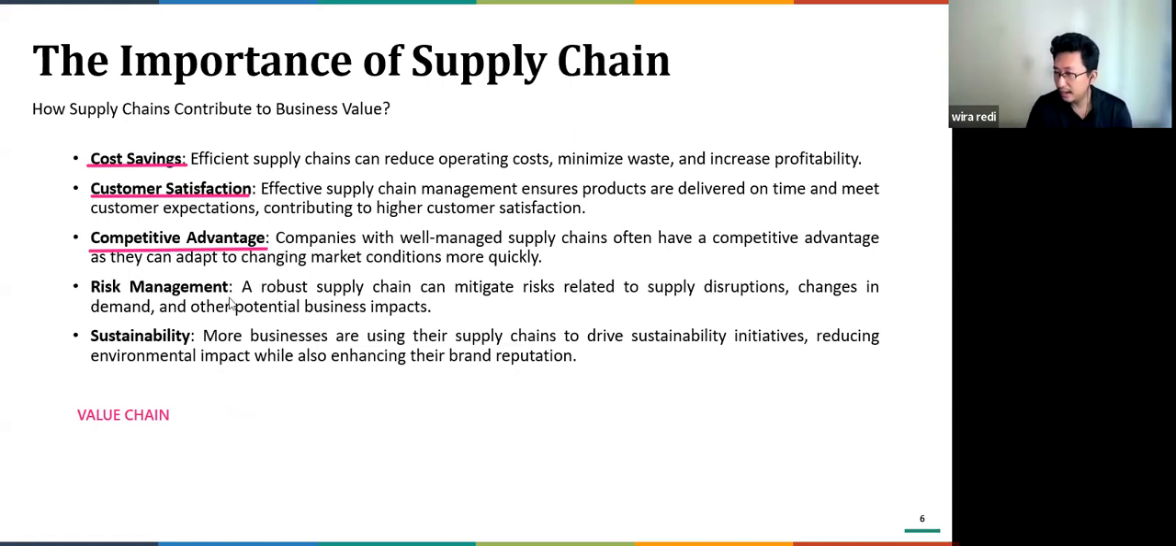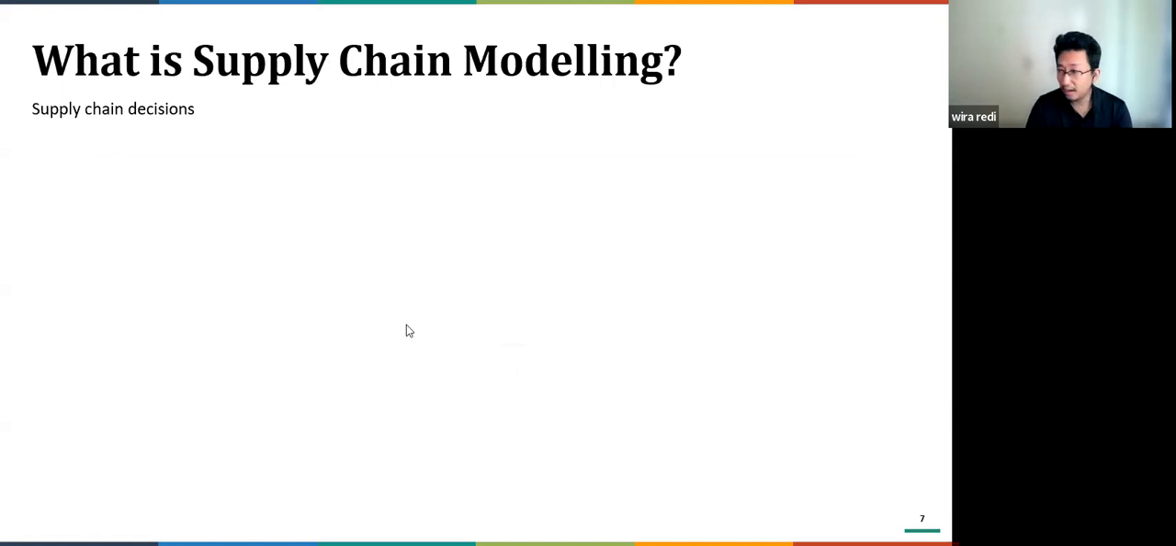And this one also helps you to mitigate risk. It's a risk management tool as well. And then the final one that is often being discussed currently is to have a more sustainable business, one that considers sustainability and environmental concerns and helps you to gain more reputation. Okay. Next.